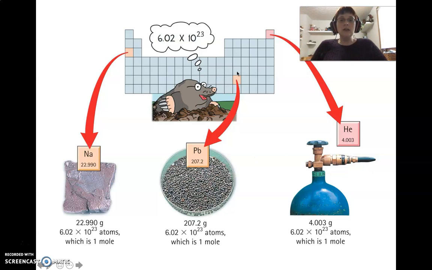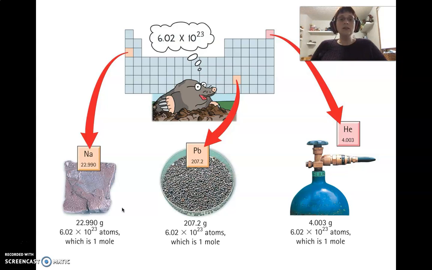So if you look, they've done it for lead. So lead, its atomic mass is 207.2 approximately, which means that 1 mole is equal to 207.2 grams. So if you measured out 207.2 grams, you would have 1 mole, or 6.02 times 10 to the 23rd atoms. Same thing for sodium. 22.99 is going to get you 1 mole.